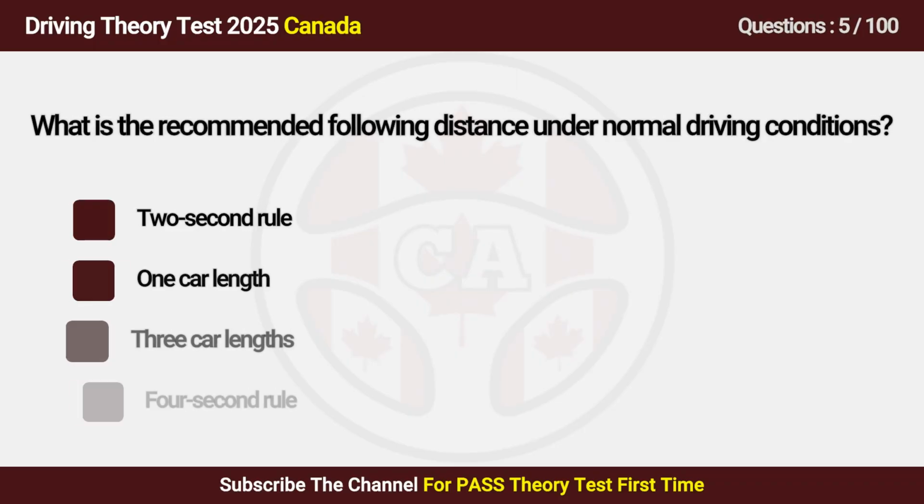Question 5. What is the recommended following distance under normal driving conditions? A. 2-second rule. B. 1 car length. C. 3 car lengths. D. 5-second rule.